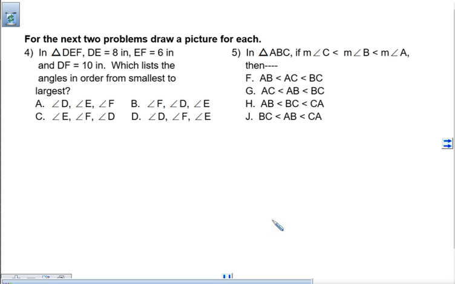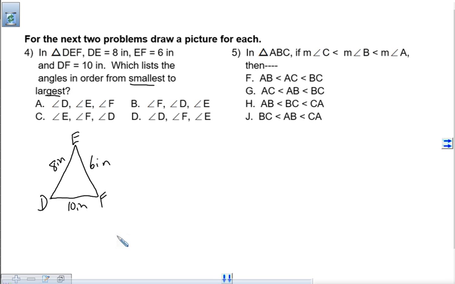Our next two problems, it says draw a picture for each, and we should be drawing a triangle, and we need to label it. So in triangle DEF, so we have triangle DEF. DE is 8 inches, EF is 6 inches, and DF is 10 inches, which lists the angles in order from smallest to largest. So we need to order our sides from smallest to largest.